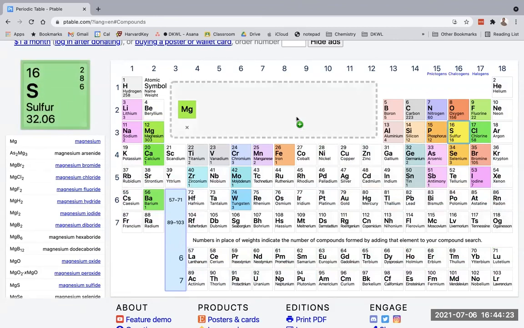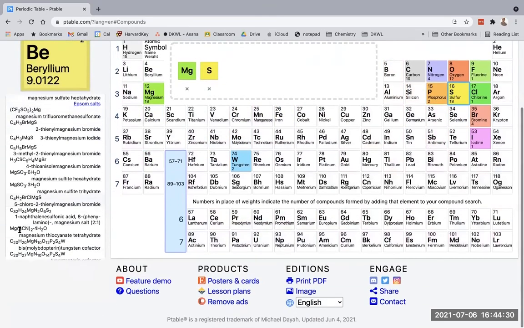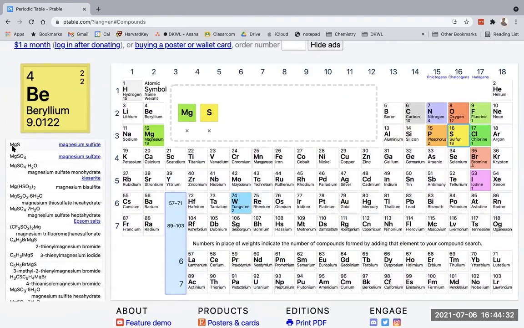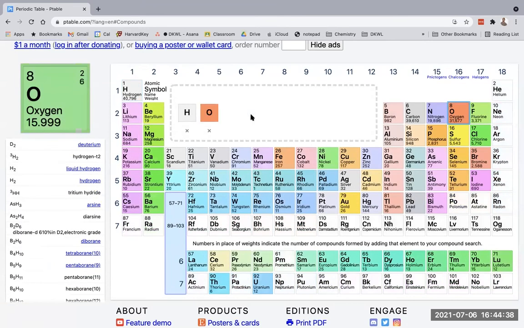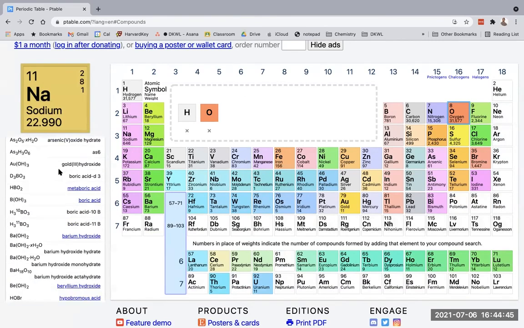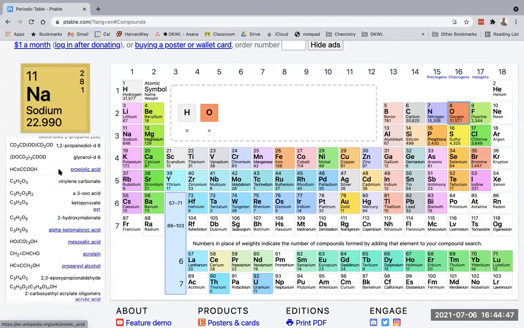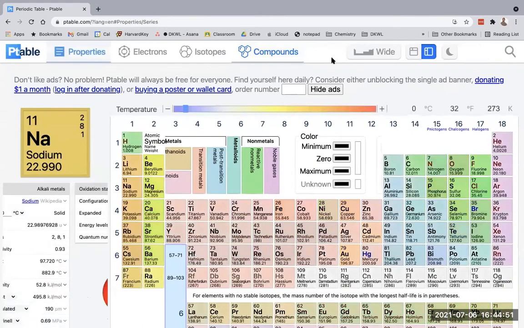So I can just say, all right, I put magnesium and sulfur here. It has given me a list of all the other known compounds between magnesium and sulfur. I'm like, okay, I want to figure out hydrogen and oxygen. Now it will tell me that there is D2O, H2O, all of them, and what state they are in. So it's a very interesting website. I would suggest that you go play with this website.